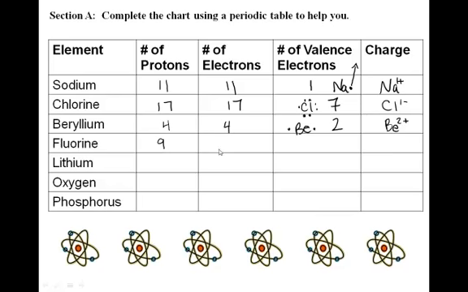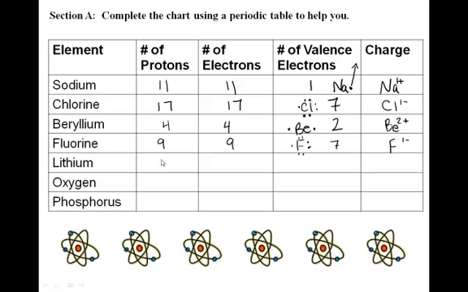Okay, fluorine. Fluorine is number 9. Number of electrons, 9. Hey, fluorine's in the same family as chlorine. So for valence electrons, they would be the same. That's why they're in the halogen family, because they have 7 valence electrons. What do you think we ought to do now? That should be F 1 minus, right? Gain 1 more, and we'll be like a noble gas.